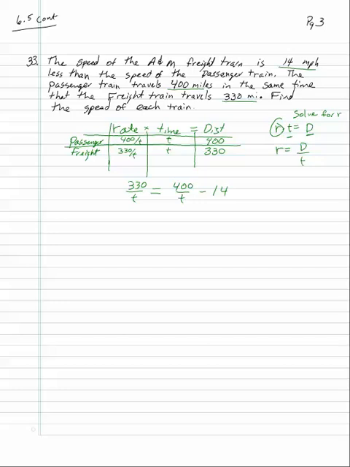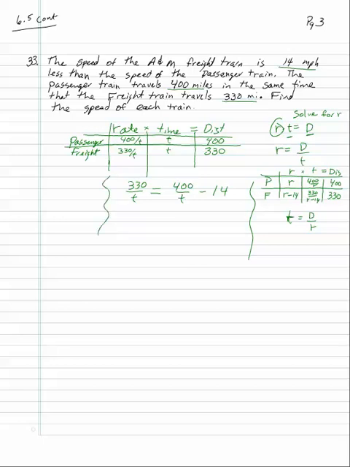Now, alternatively, I could have set up my chart this way. So there's two ways to do this. So if I set up my chart, passenger, freight, rate times time equals distance. So I could have said, all right, the freight train is 14 miles per hour less than the passenger train. So if we let the passenger train be r, this would be r minus 14. And then the distance would be 400 still. And this one will be 330. And then we can use the same formula, r equals, no, we want to solve for t. T equals d divided by r. 400 divided by r. 330 divided by r minus 14.